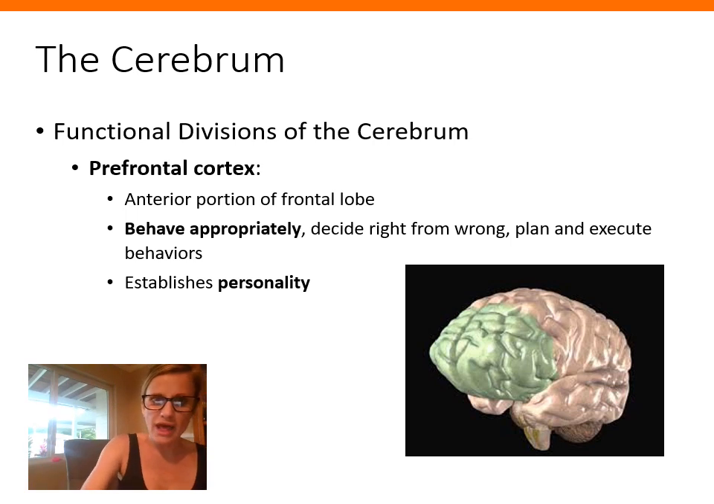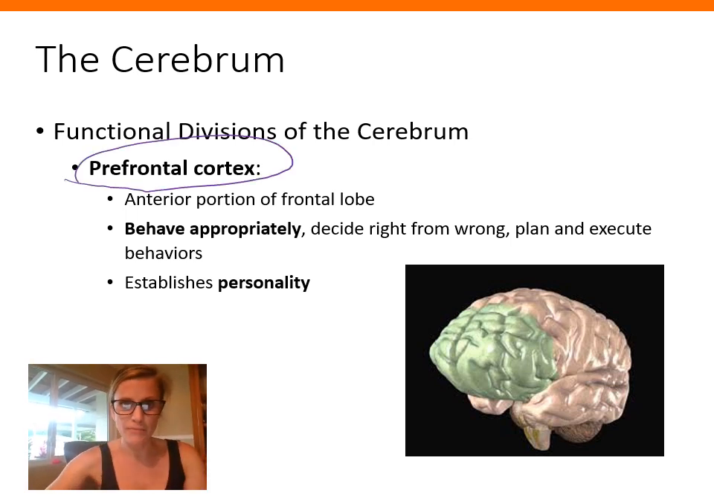We'll start by looking at the prefrontal cortex. The prefrontal cortex is the anterior portion of the frontal lobe, right? Think prefrontal, like in front of the frontal. The prefrontal cortex you see lit up here in green, right? So it's a pretty dominant anterior front portion of the frontal lobe.